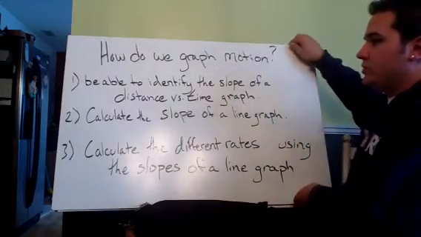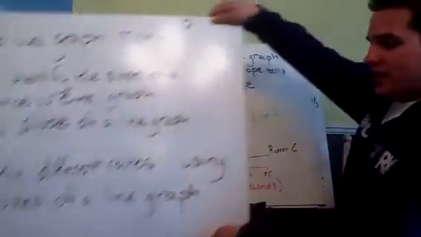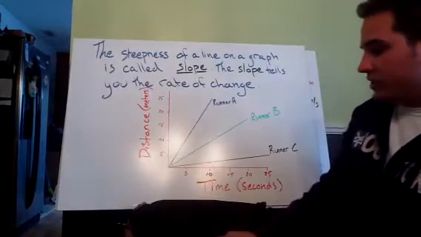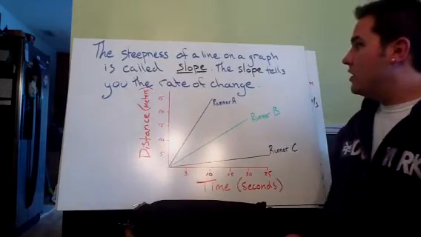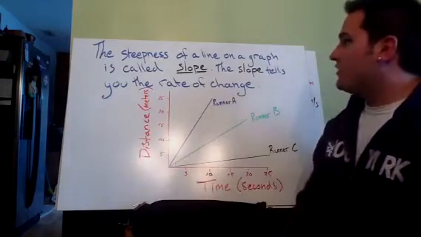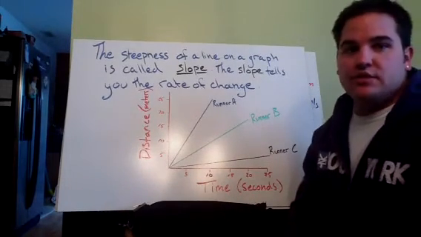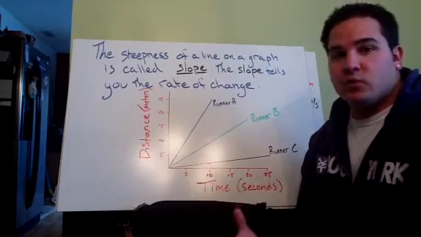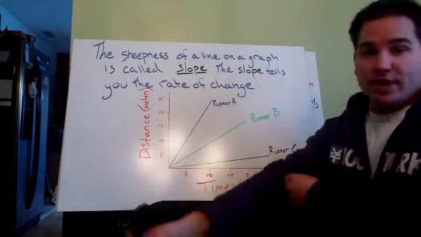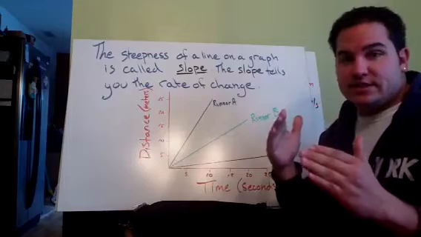Before we get through each one of those, we'll start off with the first one, identifying what a slope is and what it looks like on a graph. The steepness of a line on a graph is called the slope. The slope tells you the rate of change. Don't forget, rate is just a fancy word for speed. So how do we calculate speed? We need distance and time.